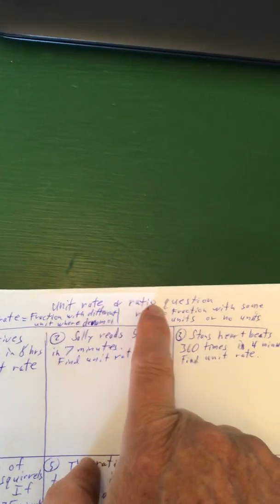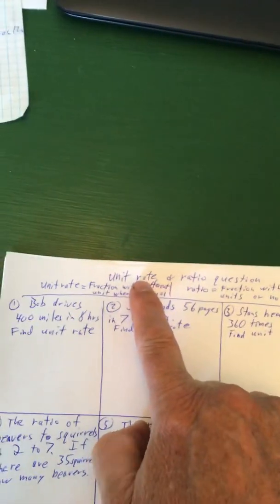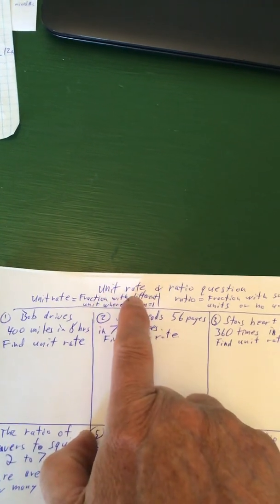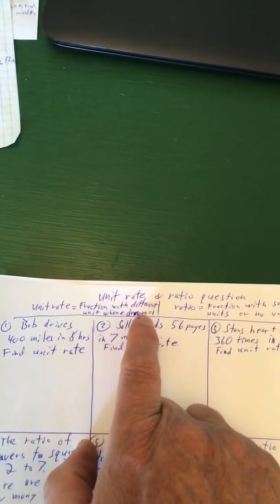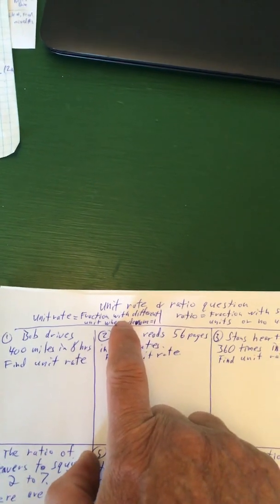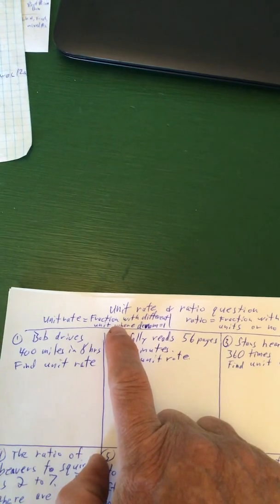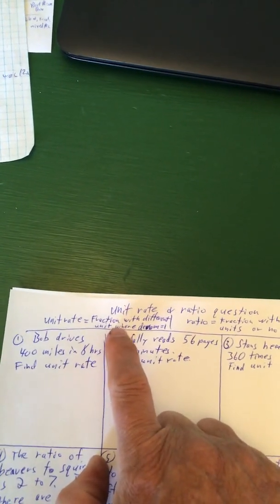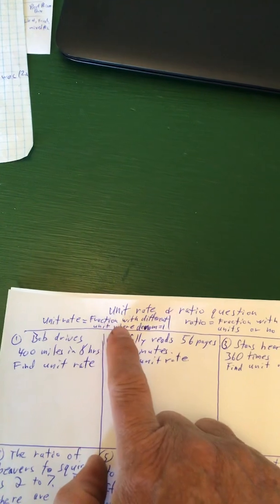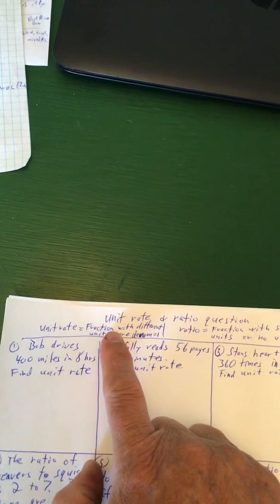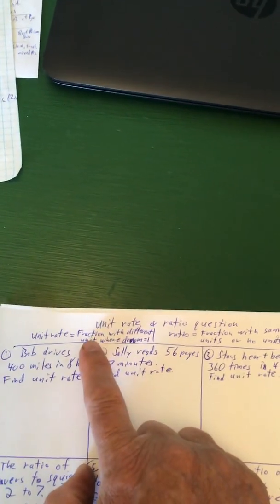This is going to be a video on unit rates. Again, a few hopefully friendly questions and then ratio questions. So a unit rate is a fraction with different units, where the denominator is 1. So like $20 per hour, or 60 miles per hour, or 80 beats per minute, or $3 a pound. Anyway, those are examples of a unit rate.